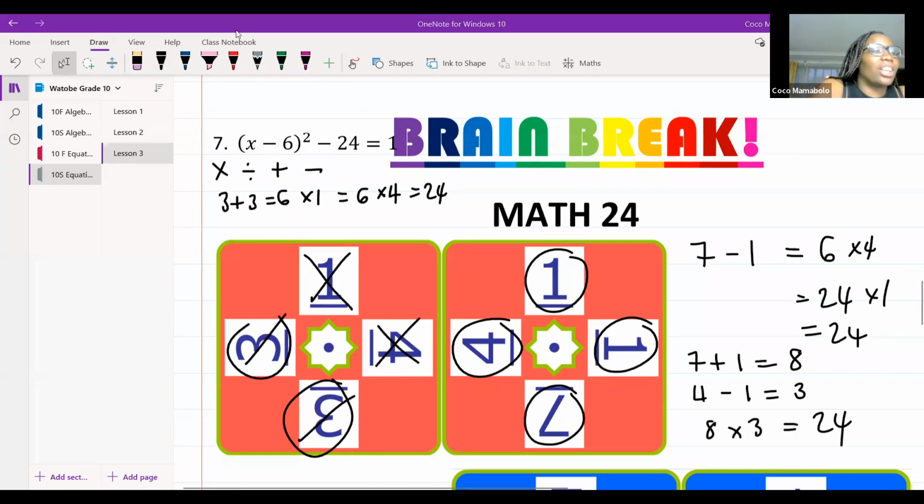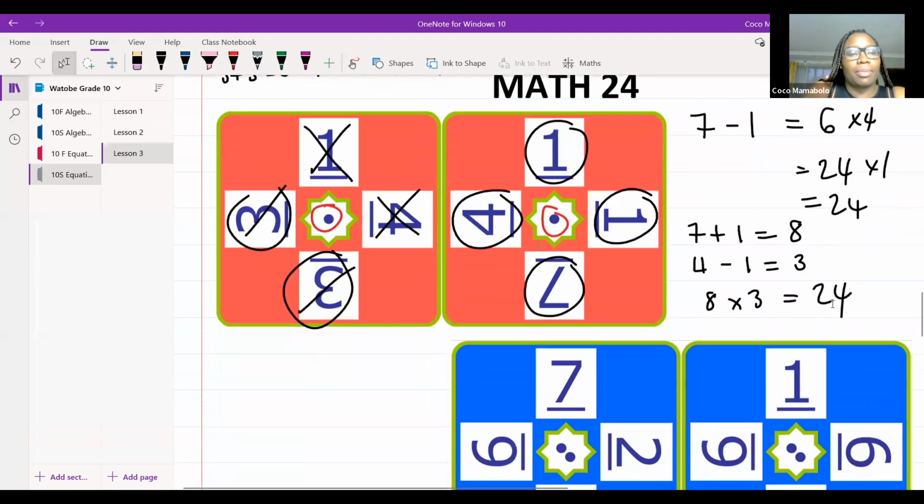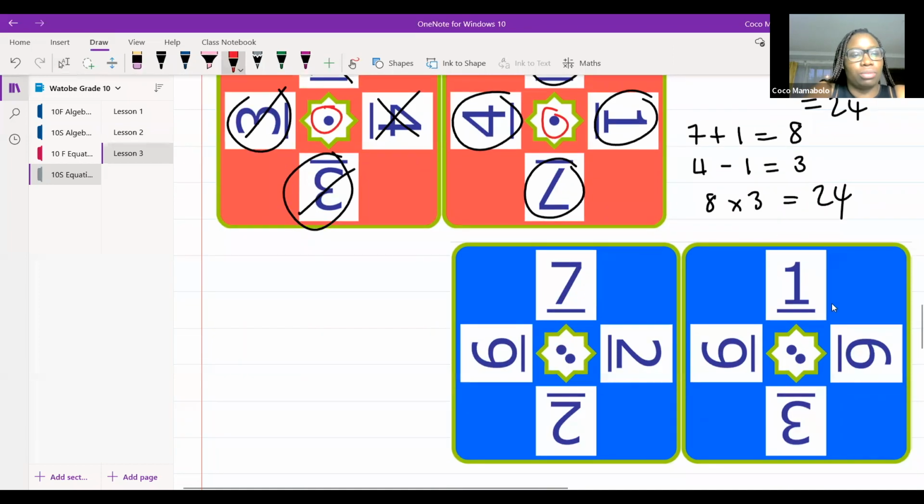Now, these are easy because there's only 1 dot here in the middle. Let's look at ones with 2 dots in the middle. Okay, start with the first 4 numbers. I want you guys to try these 4 numbers and see if they can give you 24.